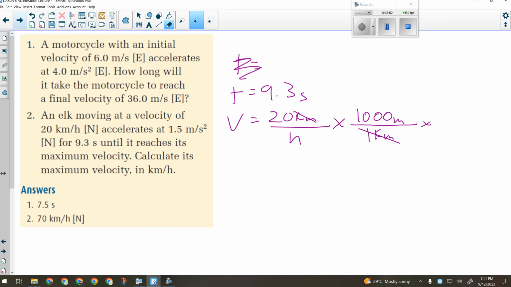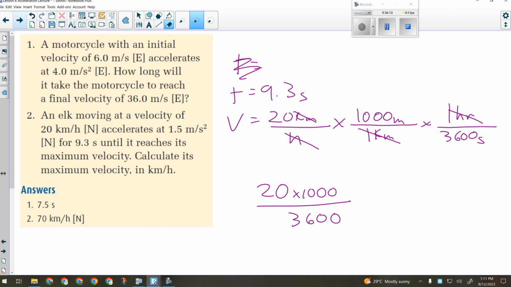And I know that in 1 hour, there are 3,600 seconds. We got an hours on the top and an hours on the bottom. So basically what this equation is telling me is go 20 times 1,000 over 3,600. There's a shortcut, and you'll probably just memorize it, and that's probably not a bad idea.